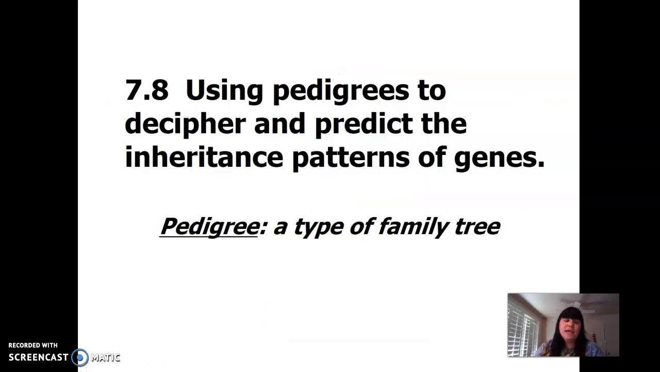Pedigrees. When we're looking at families, we can use what's called a pedigree. I'm going to go ahead and stop here and then continue in the next video.